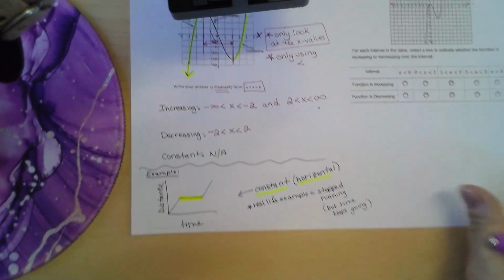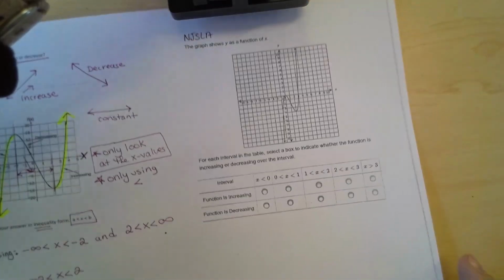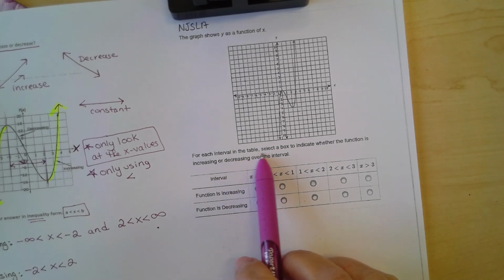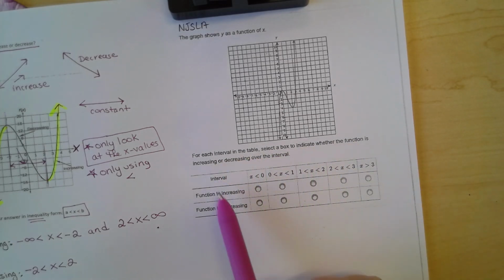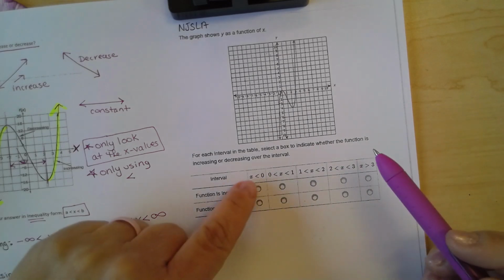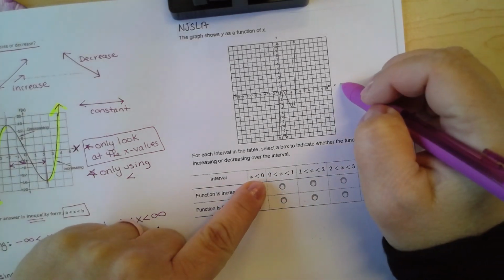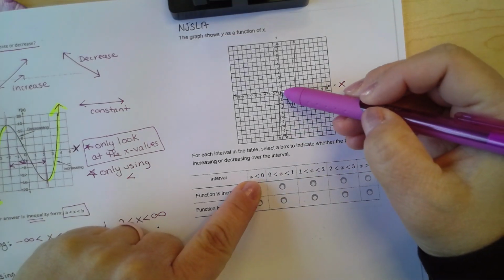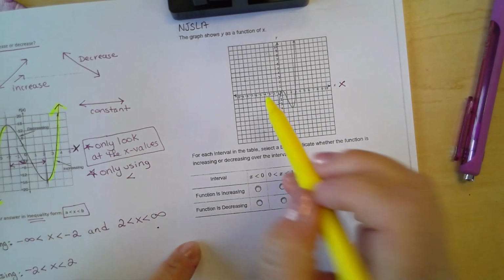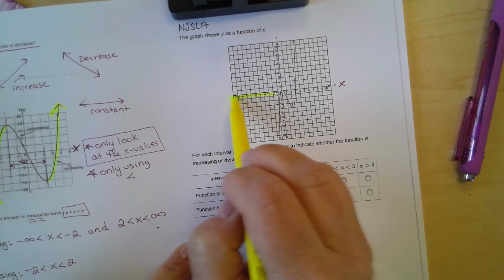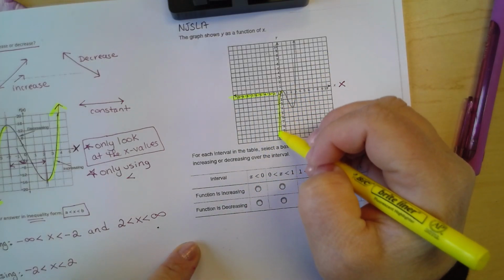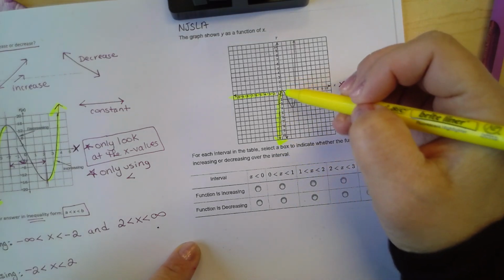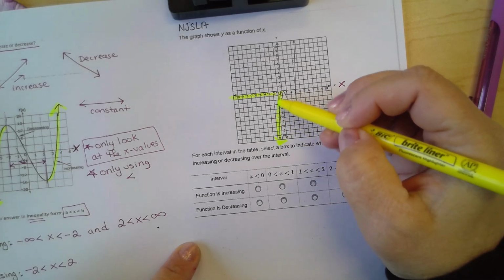All right, let's try an NGSLA question together. Okay, so here's my graph. So it's saying for each interval in the table, select a box to indicate whether the function is increasing or decreasing. So x is less than 0. So if you look at x, when is it less than 0? So less than 0 means they're negative, right? X is 0, negative. So according to this graph, we're looking here. So from left to right, do we all agree it's increasing?